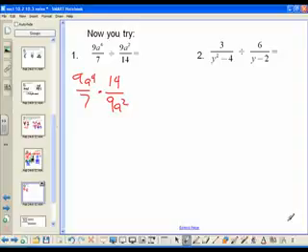Now we get our reciprocal. Now right away we notice I have a 9 on the top and I have a 9 on the bottom. They're going to cancel out. I have a 14 on the top, a 7 on the bottom. What's the greatest common factor? It's going to be 7, 1, and 2.